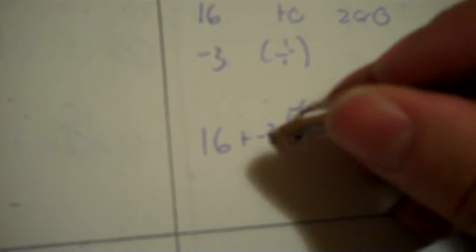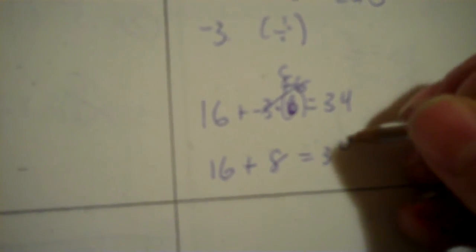Okay, check your answer. 16 plus negative 3 times x equals 34. So x is negative 6. Negative 3 times negative 6 is 18. So it would be 16 plus 18. And that equals 30. No, that's 18, my bad. 16 plus 18 then is 34. You don't have to do this checking. I'm just showing you how this works.